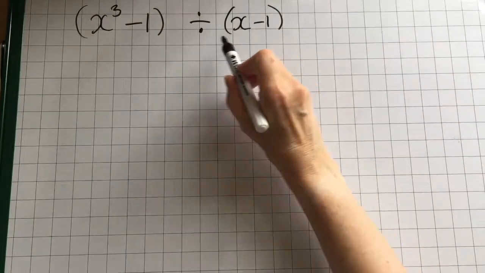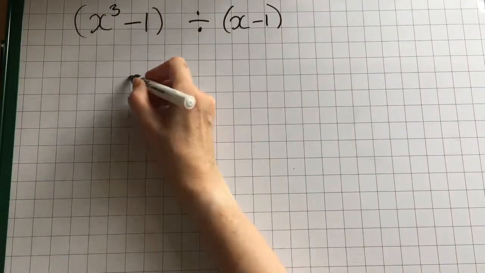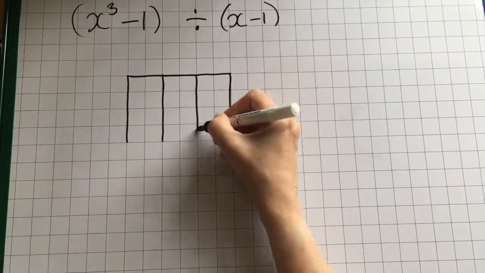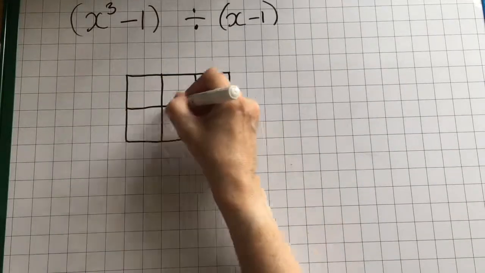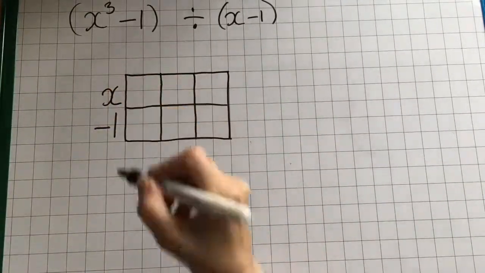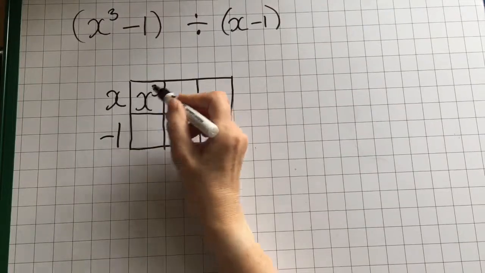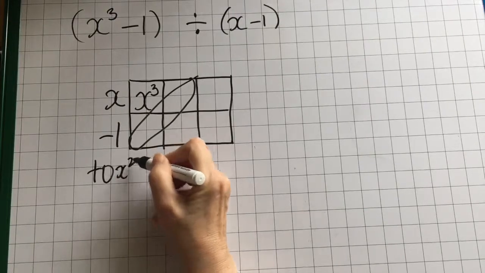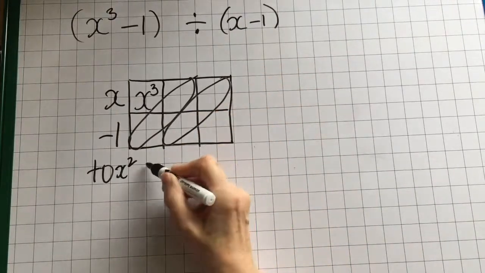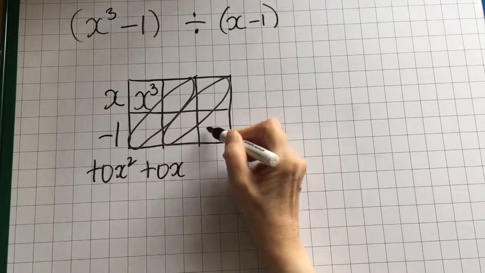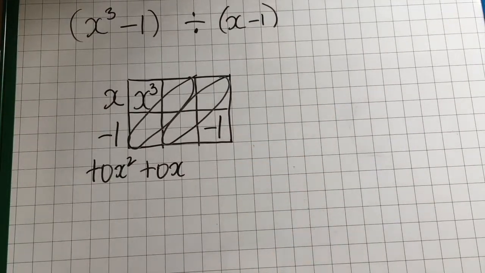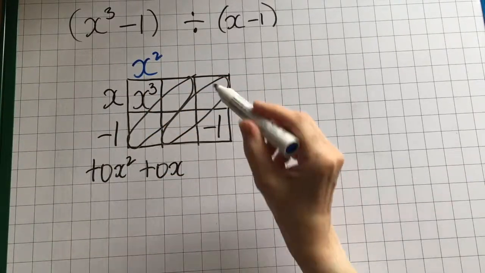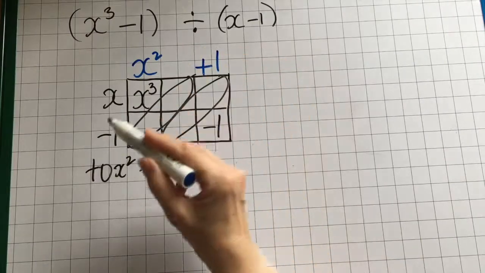Here I've got a linear expression divided into a cubic expression. X into x cubed gives me x squared, so I expect a quadratic answer. Maximum number of terms is 3, so I set up a 2 by 3 grid. Once again, we know the answer to the multiplication sum. It's x cubed plus no x squareds plus no x's and minus 1. Now, x times what gives me x cubed? X squared, and minus 1 into minus 1 gives me plus 1 times.